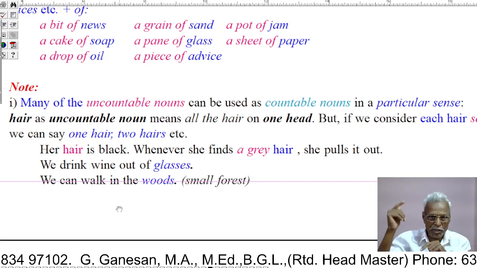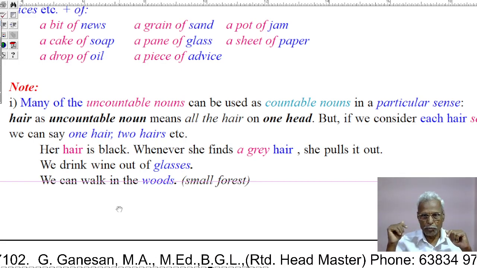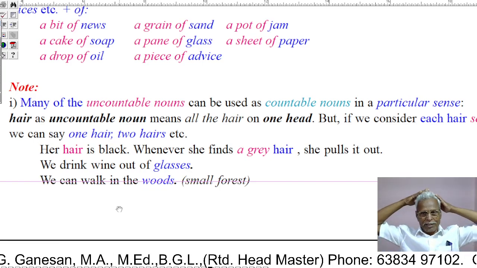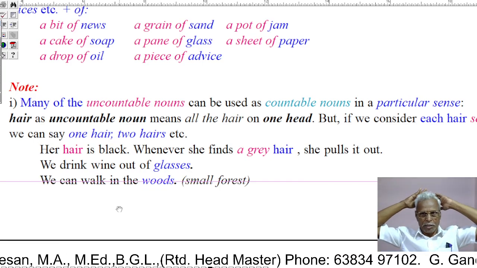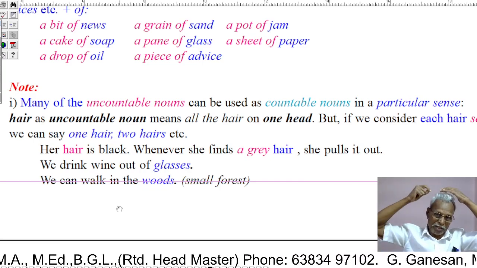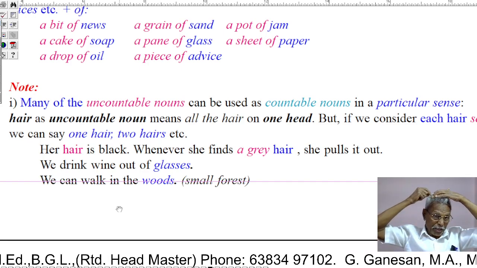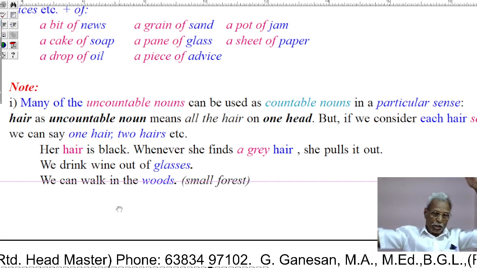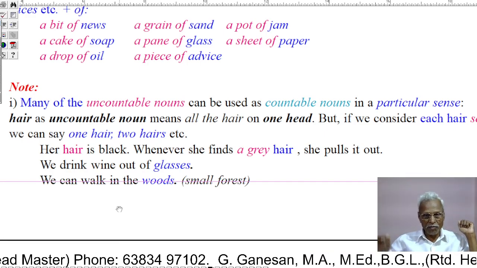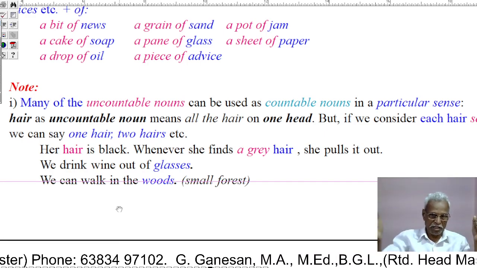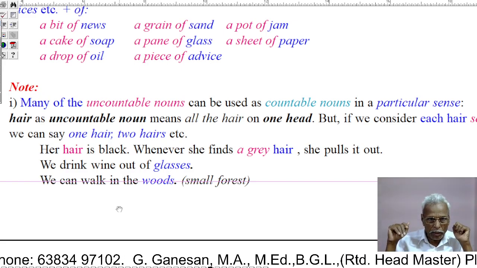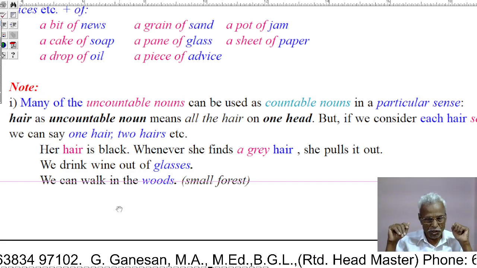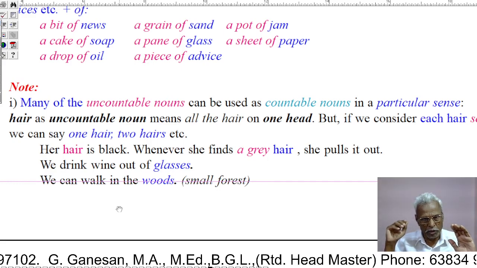Whenever she finds a grey hair, she pulls it out. So the hair of the lady is black, but whenever she finds a grey hair in her head, a white hair, she pulls it out. We drink wine out of glasses.